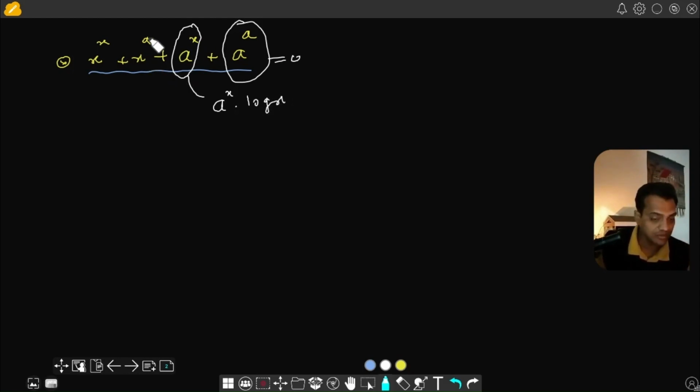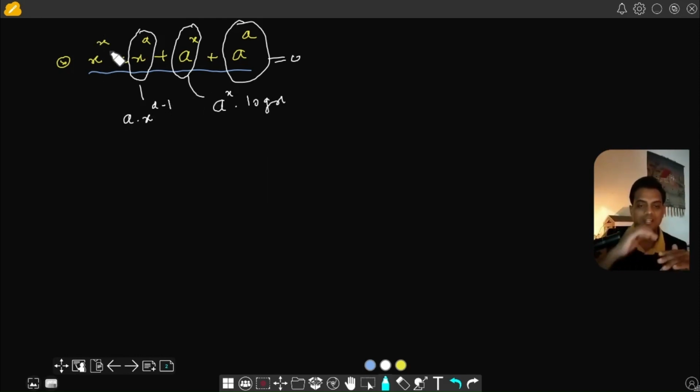Now x raised to a, x raised to some constant, its derivative is: the power comes in multiplication and then the power will be reduced by 1. But the important thing is that we have to concentrate on this particular x raised to x, since it is a composite function. So we have to take the derivative of this particular term. The important task in this example is to calculate the derivative of x raised to x. So for that we will have to do this.